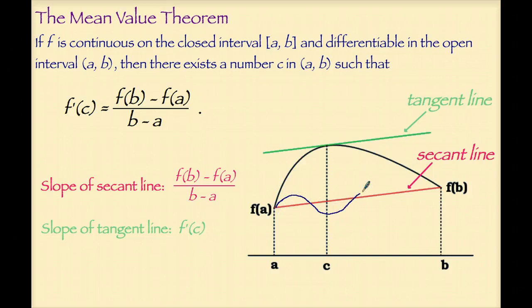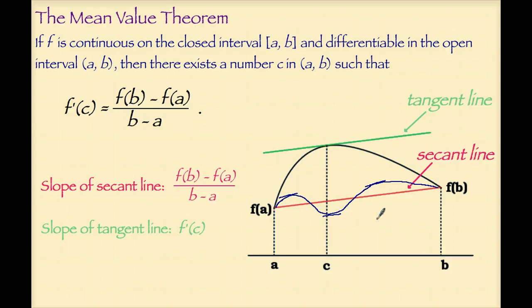Let's say your function looked like this instead of what I have here. Then it looks like maybe there's a spot right here that has the same slope as the secant line, maybe right here, and perhaps another one about right here. You get the idea, but we're guaranteed at least one.